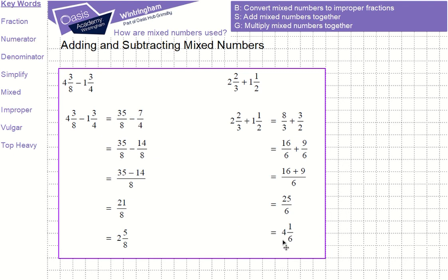we can convert that back into a mixed number. So how many times does 6 go into 25? So 6, 12, 18, 24, that's 4 times, and the difference between 24 and 25 is 1. So we've got 4 wholes and 1/6. If you need to pause the video to catch up on the notes, make sure you do that before we move on.